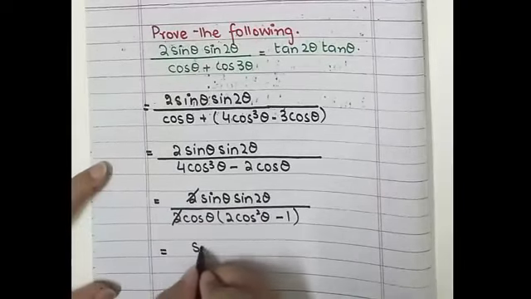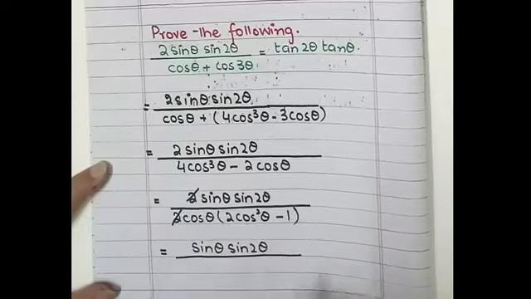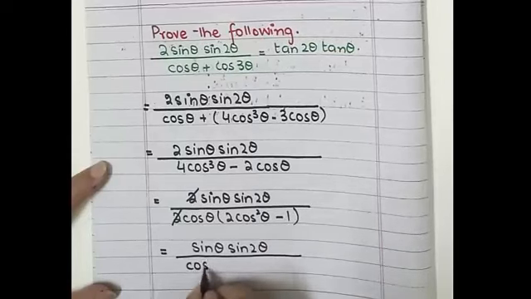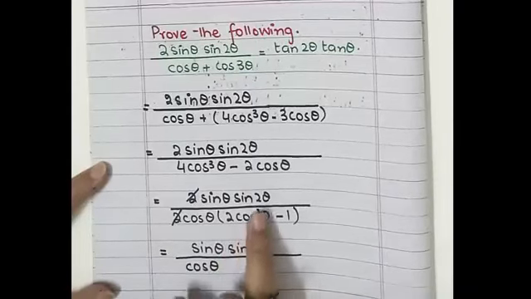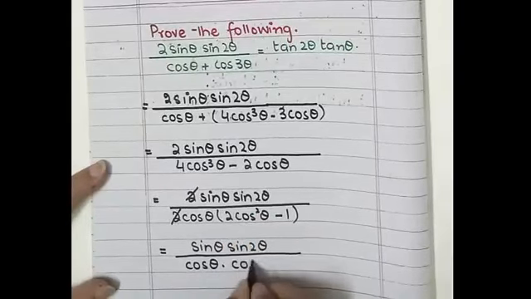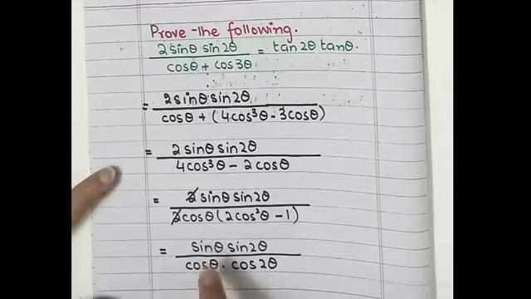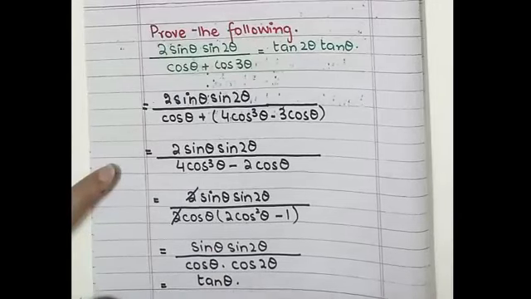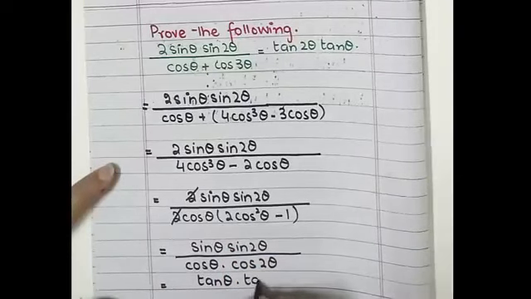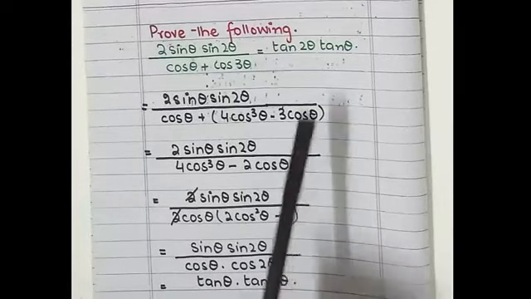This is equal to sin theta sin 2 theta divided by cos theta times 2 cos square theta minus 1. This is the double angle formula for cos 2 theta. So sin theta over cos theta is equal to tan theta, into sin 2 theta over cos 2 theta, which is equal to tan 2 theta. So this is what we wanted to prove.